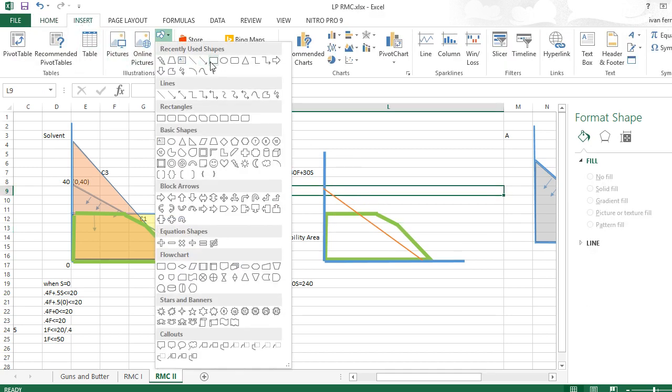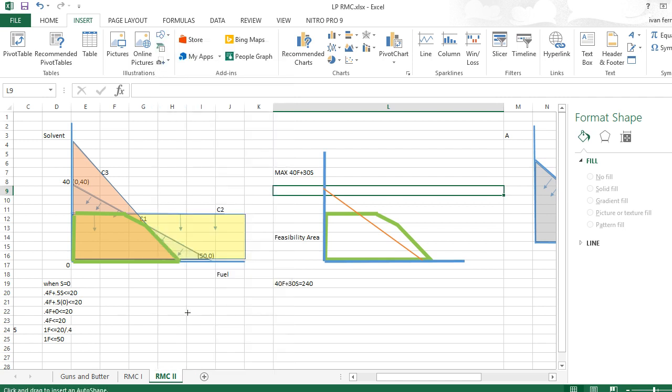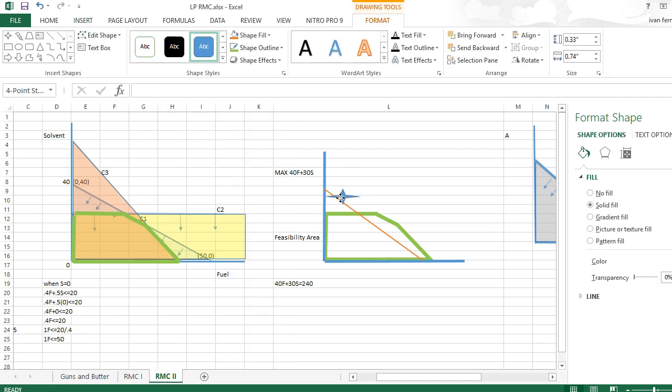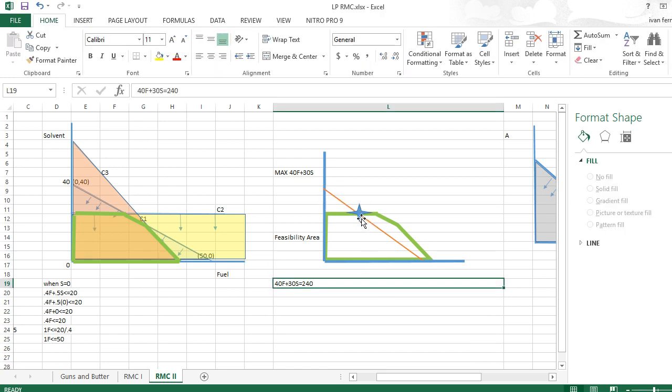Now, what you cannot do is use that point right there, because that point is beyond the feasibility area. You cannot make that point. You can make this point because that point is within the feasibility. It's just maybe not optimal. We don't know that yet.